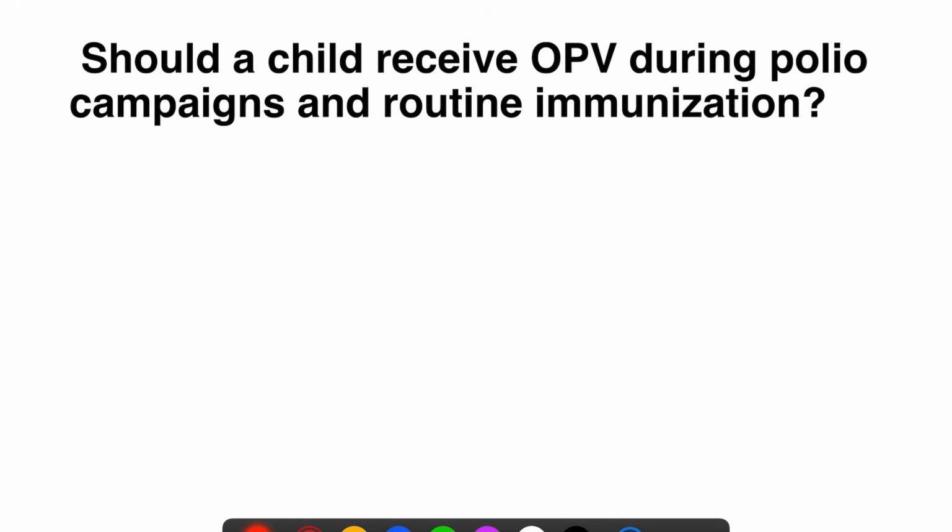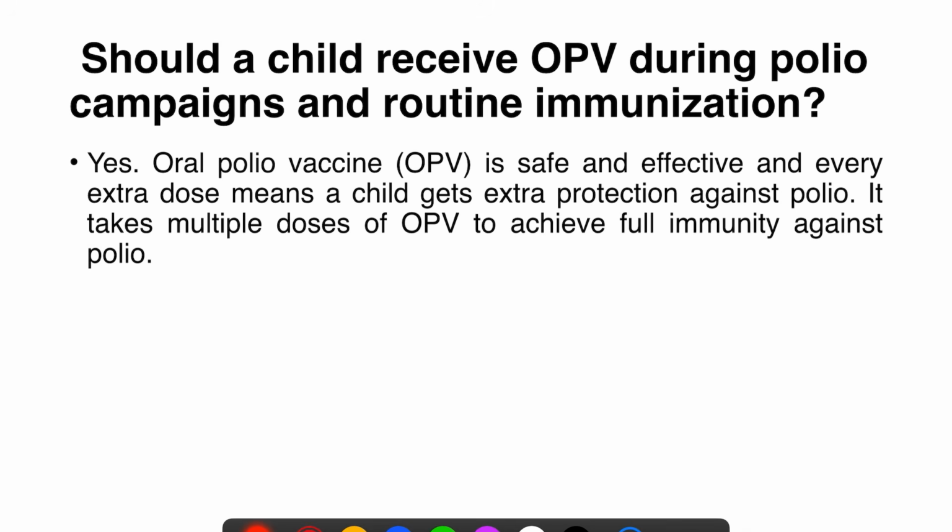The question is, should a child receive OPV during polio campaigns and routine immunization? So we need to give OPV in routine immunization also, and the supplemental doses in the pulse polio immunization rounds as well, because it is a safe and effective vaccine, and every extra dose means a child gets protection against polio. OPV is a vaccine which requires multiple doses to achieve full immunity against polio.